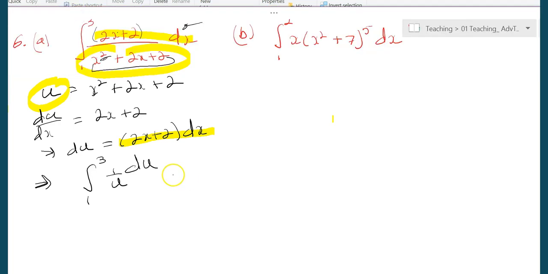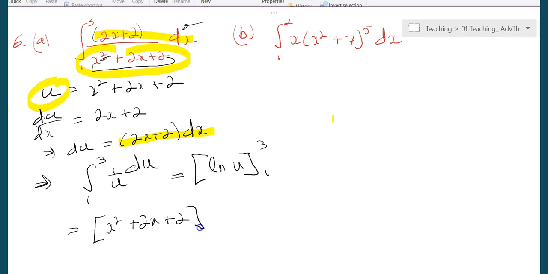When we integrate this, and I'm going to write down the limits, it will just be log u from 1 to 3, which implies our function is essentially the log of x^2 + 2x + 2, running from 1 to 3. So you would plug in 1 for x first, and then you would plug in 3 for x, and you will get the answer.